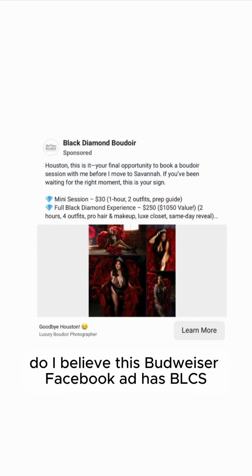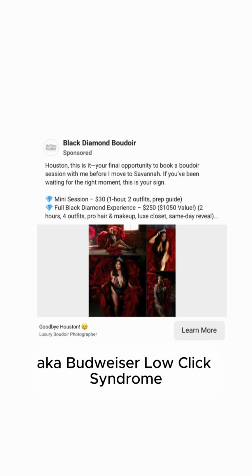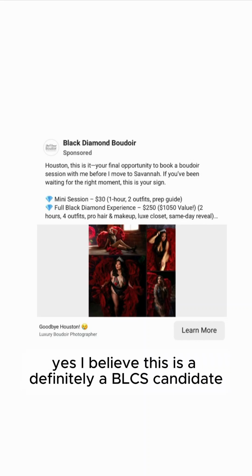All right, so overall, do I believe this Boudoir Facebook ad has BLCS, aka Boudoir low click syndrome, and has unique CTR under 6%? Yes, I believe this is definitely a BLCS candidate.